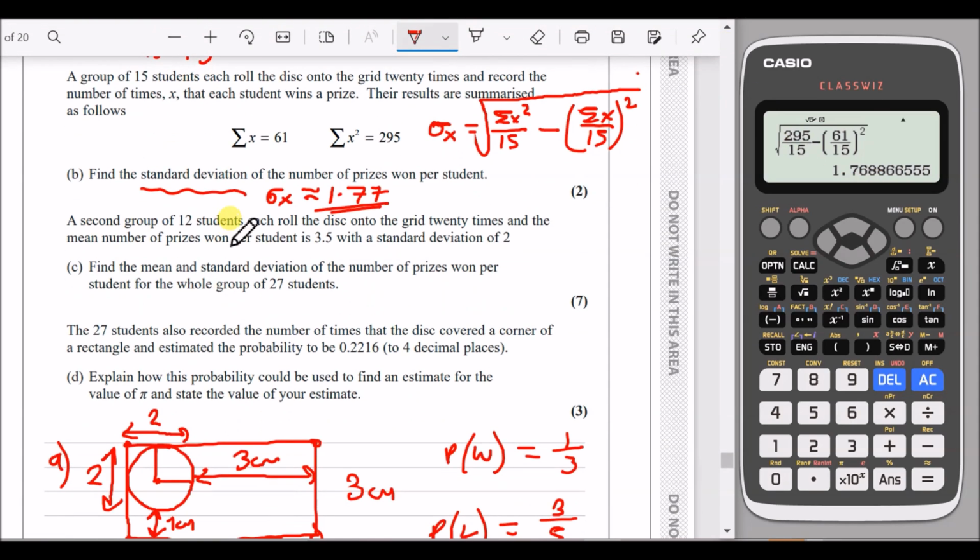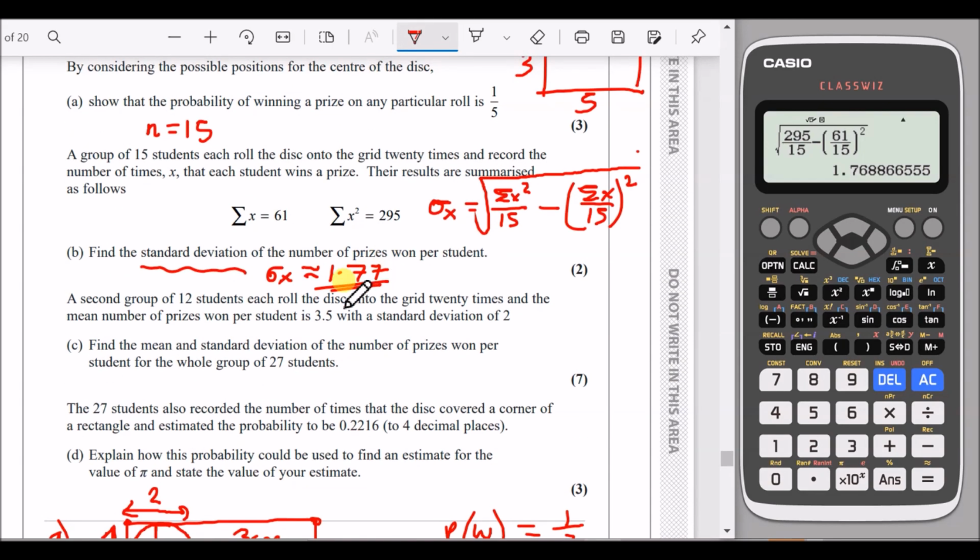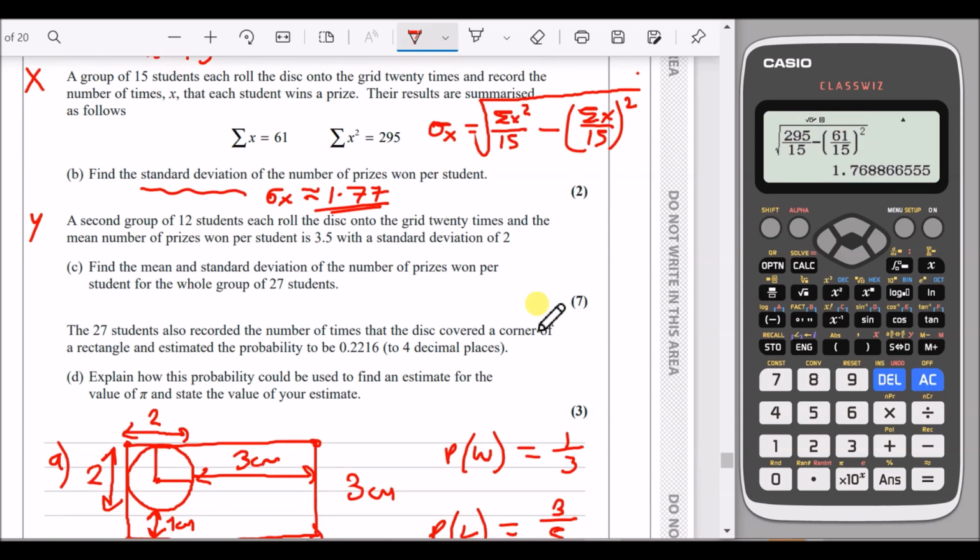Now, next bit. It says that a second group of 12 students each rolled the disk onto the grid 20 times. So now we've got a second group. So we can just imagine this is group X. This could be group Y, yeah? Okay, 20 times. And the mean number of prizes won per student is 3.5 and standard deviation 2. Let's just write it down, yeah? So Y bar here is 3.5. Sigma Y is 2. Cool.